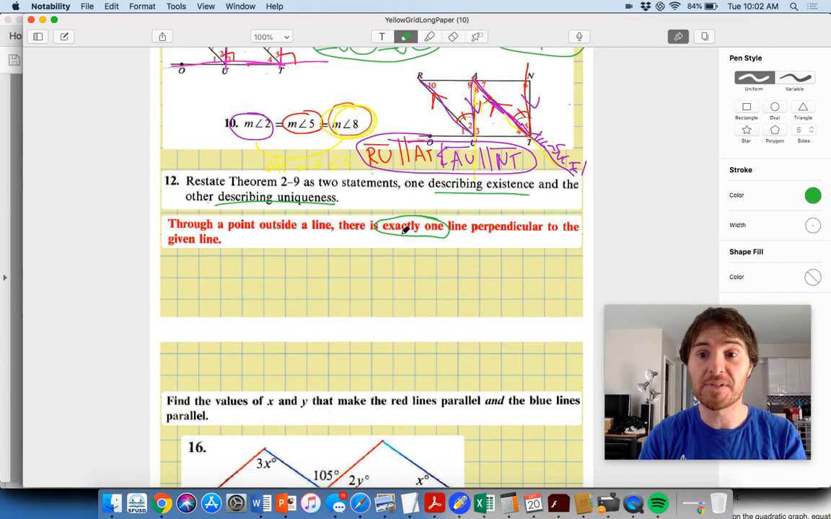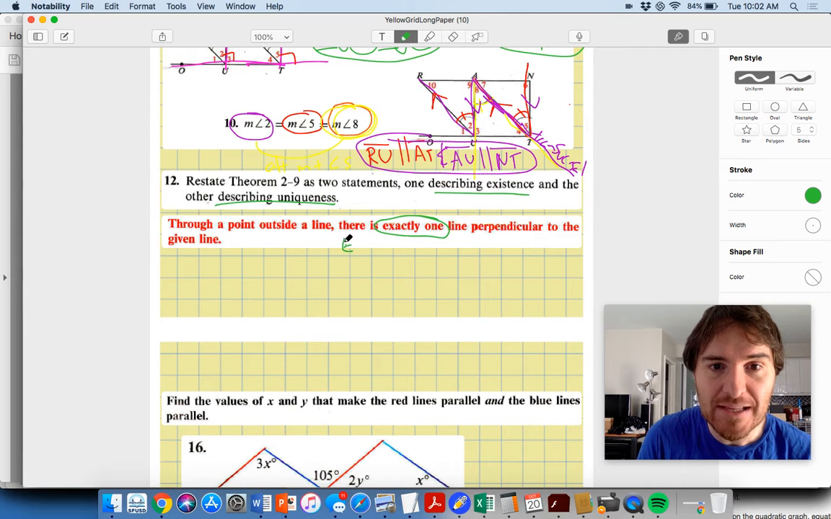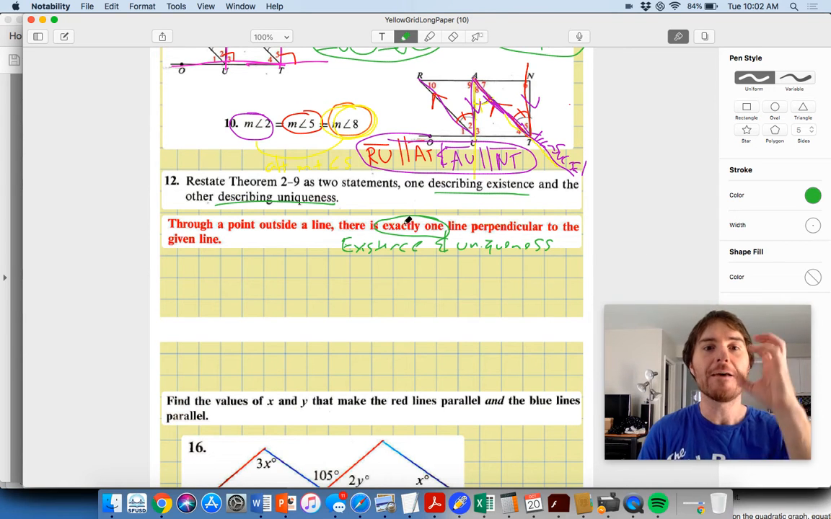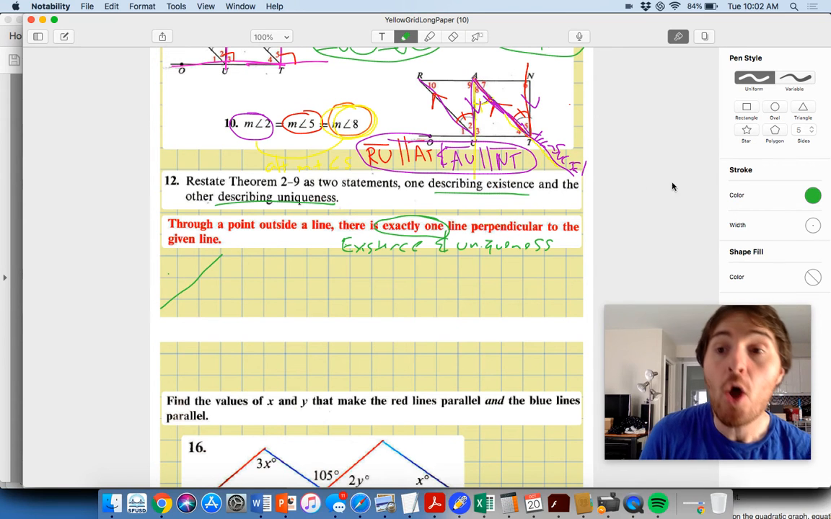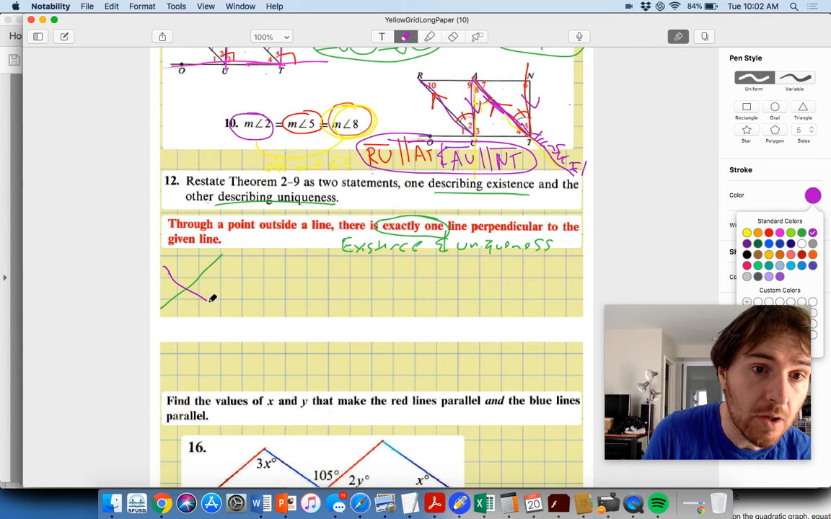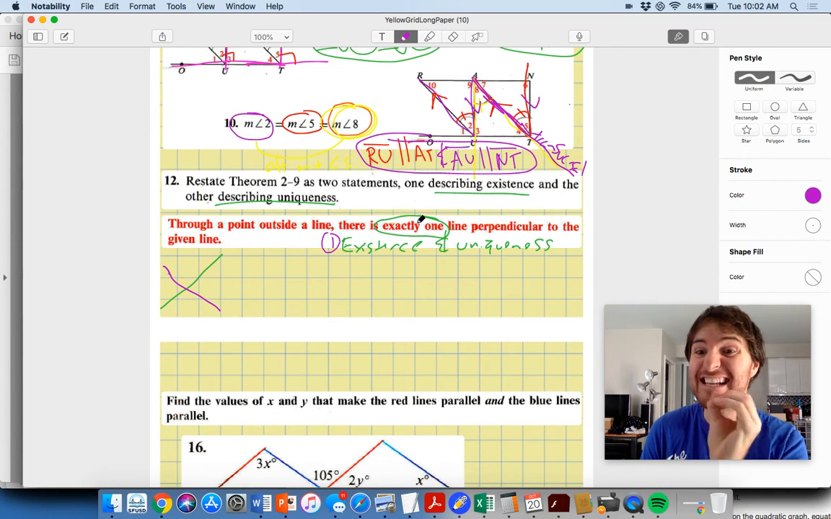Exactly one in theorems. What you say when you see exactly one is that this is a statement of existence and uniqueness. So in this statement, through a point outside a line, there is exactly one line perpendicular to a given line. That means if we have a point outside of a line, we know that a perpendicular would have to, one, exist, because it says exactly one right here.